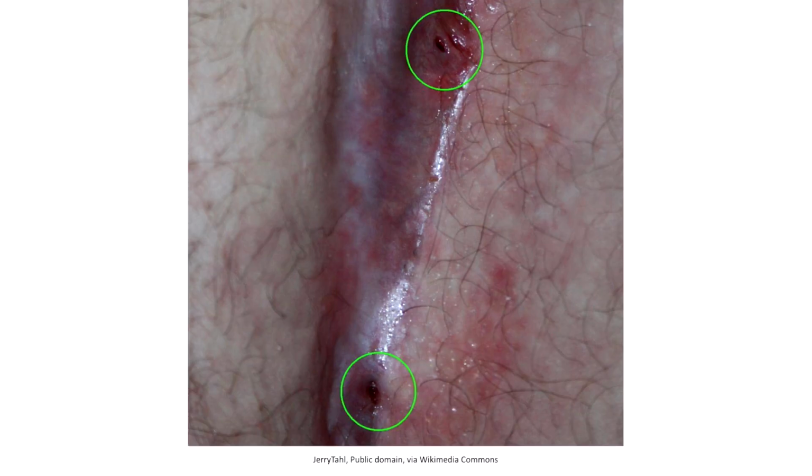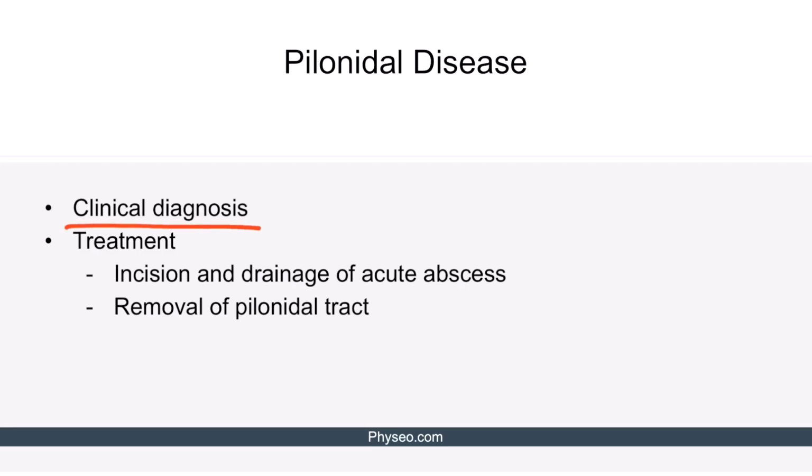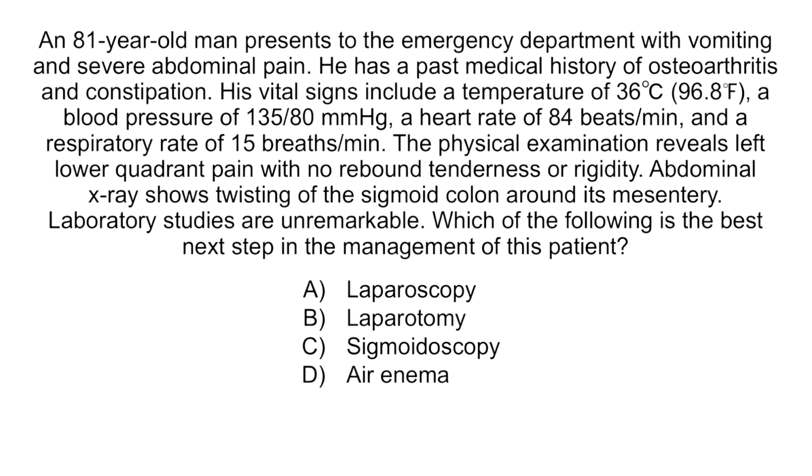This image shows two pilonidal cysts in the gluteal cleft circled in green. Pilonidal disease is usually a clinical diagnosis. The treatment is incision and drainage of acute abscess, followed by removal of the whole pilonidal tract to prevent recurrence. Let's end our section with a board-style question.